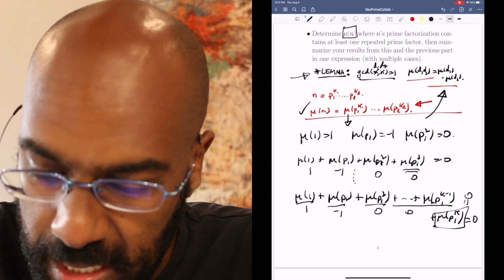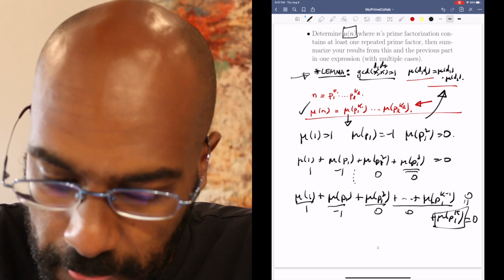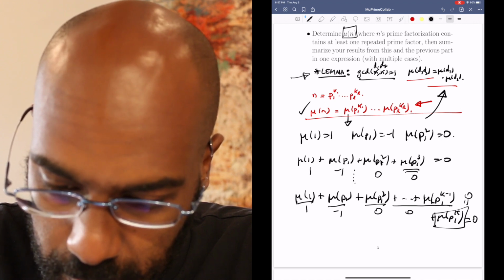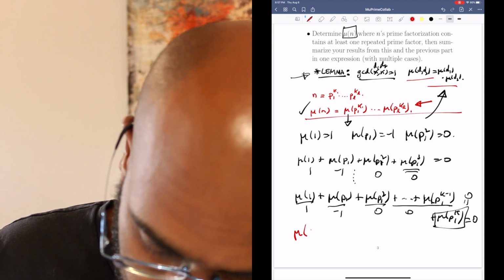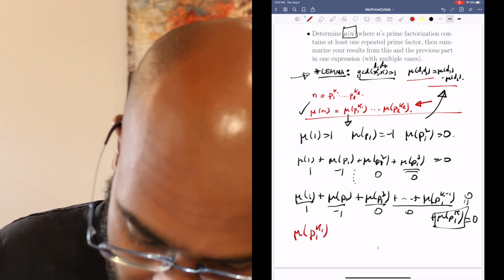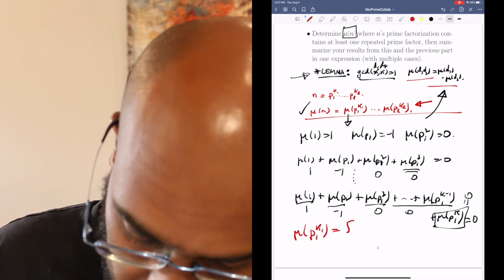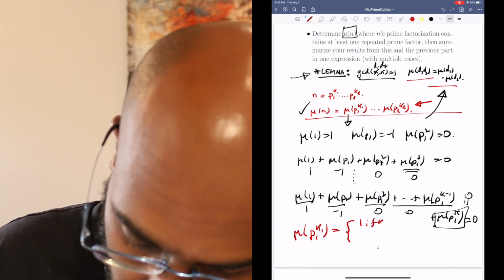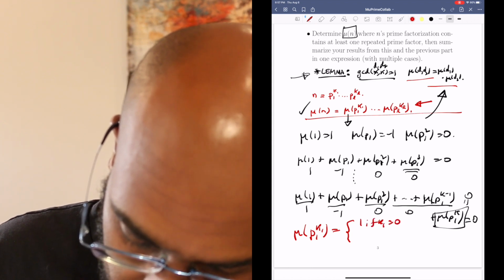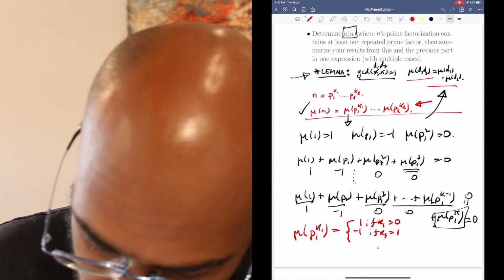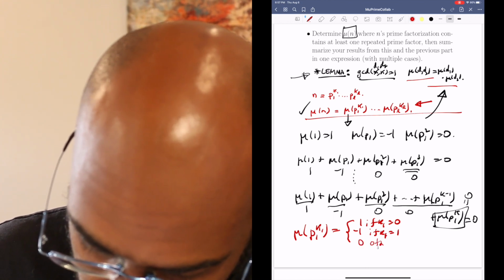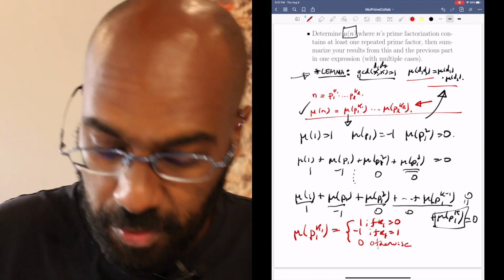So really what you're getting here is that mu of p1 to any power, a prime to any power, is 1 if that power is 0. It's negative 1 if that power is 1. And it's 0 otherwise, if that power is greater than or equal to 2.